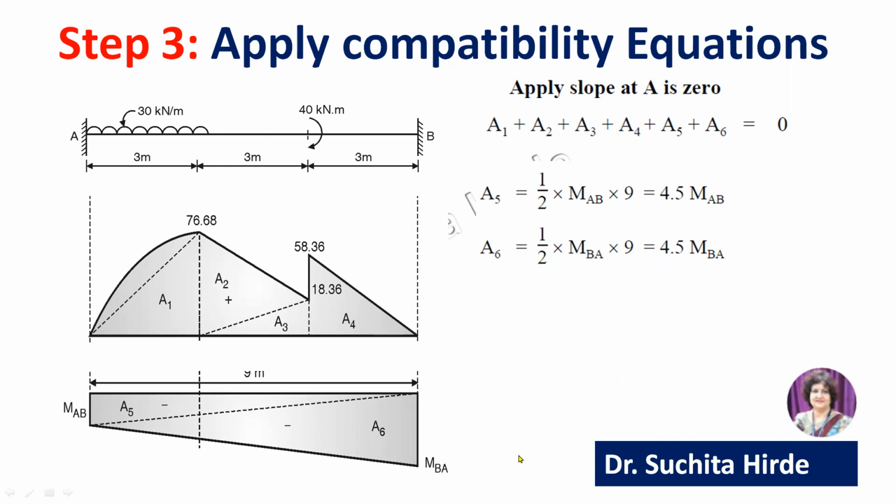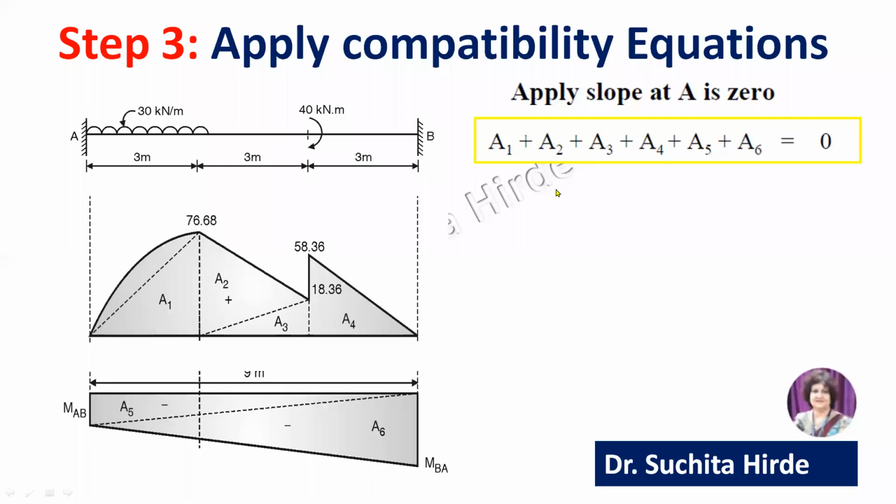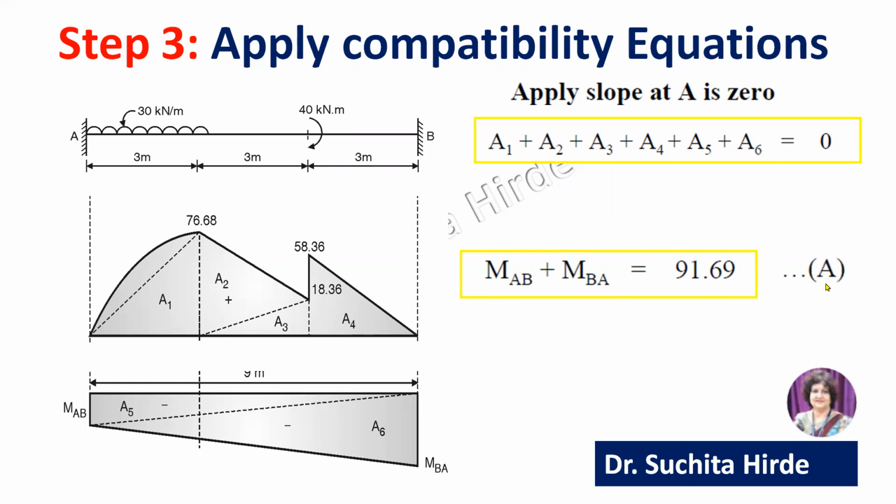Once you calculate the areas, just take addition of the areas and equate it to 0. You will get first compatibility equation. So if you add all the areas and simplify it, you will get the equation 4.5 MAB plus 4.5 MBA is equal to 412.62. If you further simplify it, you will get the equation MAB plus MBA is equal to 91.69. Let us call this as equation A.